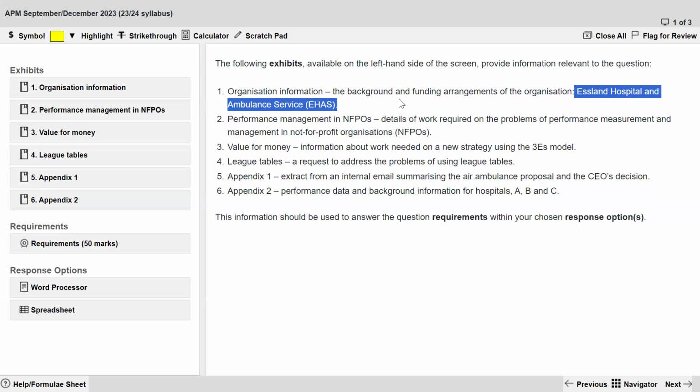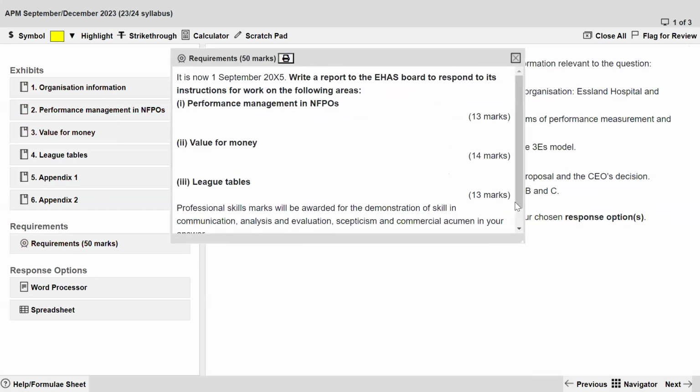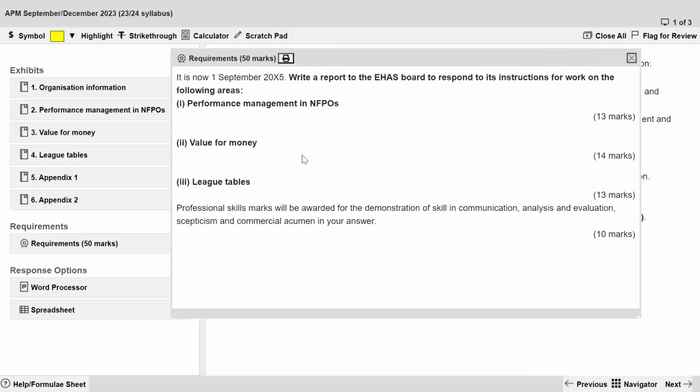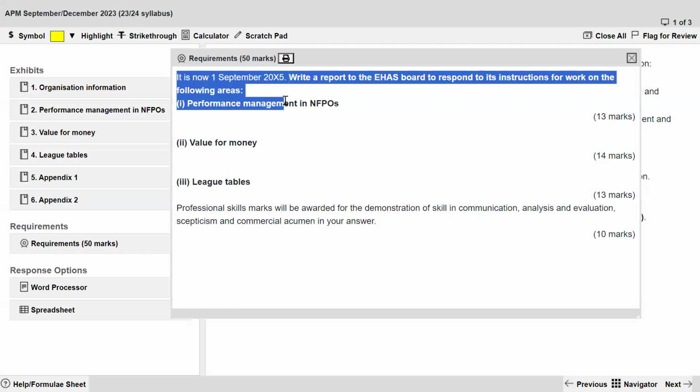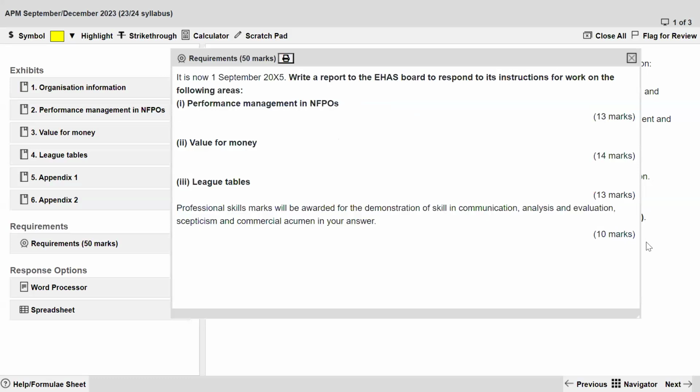Now, performance management in not-for-profit organization, details of work required, and so on. Now, let's try to discuss the requirement. With respect to the requirement, it says it is now 1st of September X5. Write a report to the EHAS board to respond to its instruction for work on the following areas: performance management in not-for-profit organization, value for money, and so on and so forth.